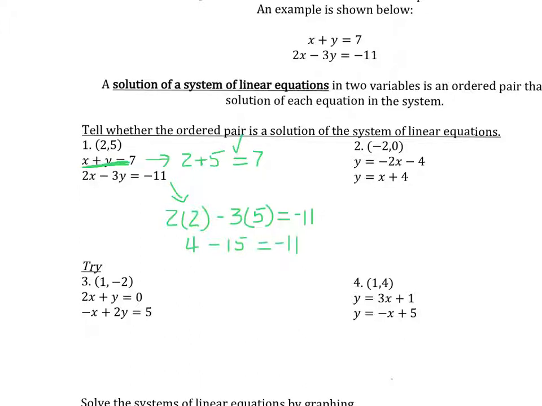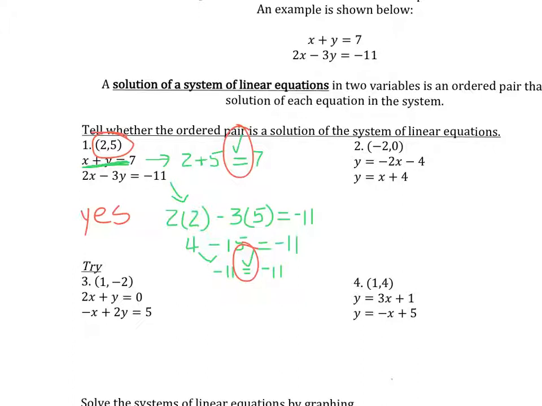Now I have to see, is this true? 4 minus 15 is negative 11, so I have negative 11 equals negative 11. That's true. Since this one was true and this one is true, we would say yes, this is a solution. If I were to graph these equations, that ordered pair (2, 5) is where they would cross.